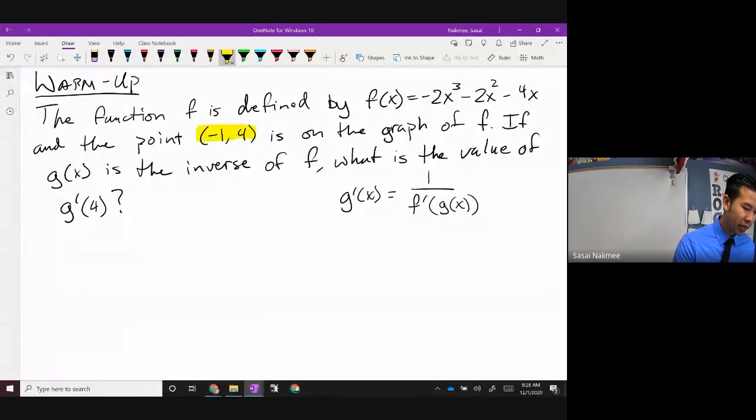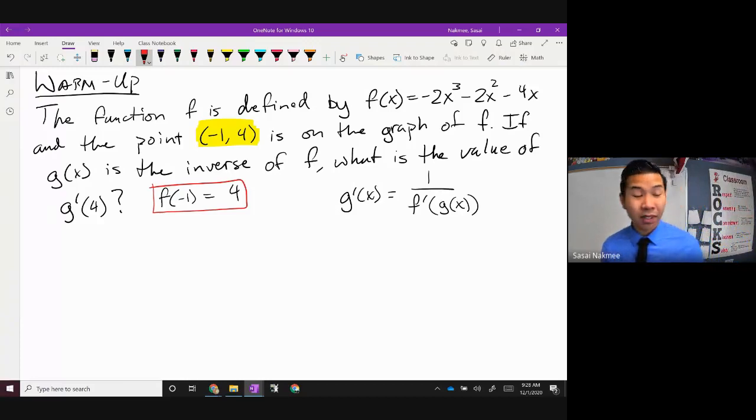Well, they give us a point, and this point right here is negative 1 comma 4. That means f of negative 1 is going to give me an output of 4. This is like a side note. That's what that point represents. Basically, if you plug in negative 1 for x, you get positive 4 as your output.